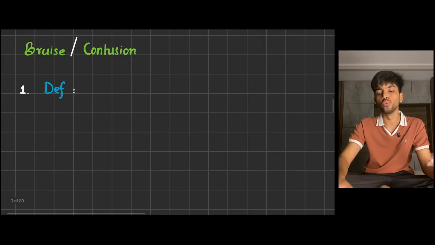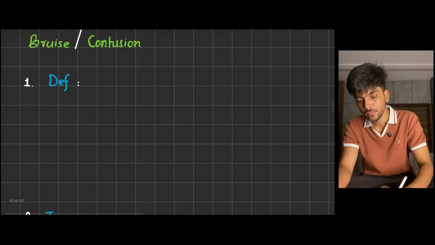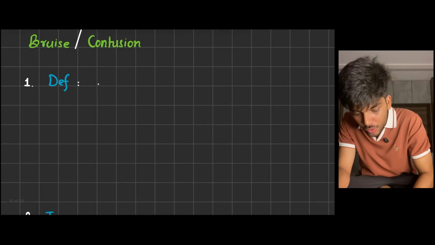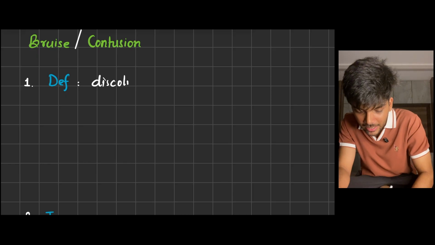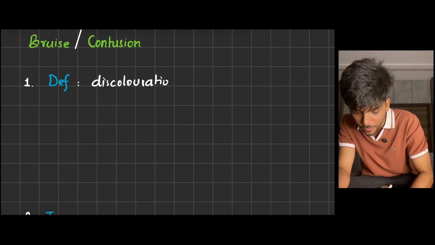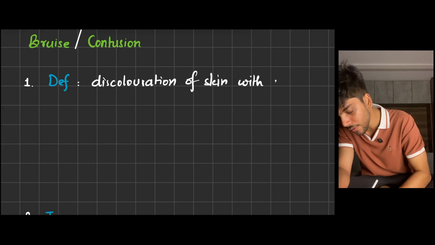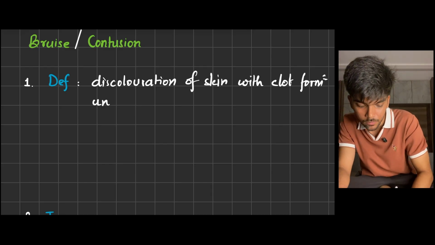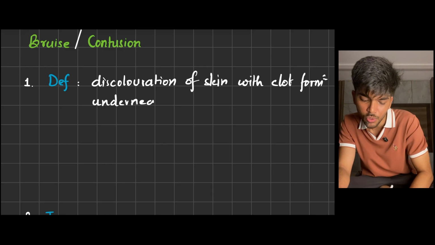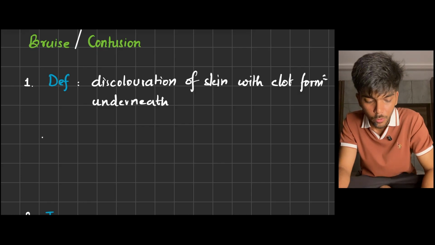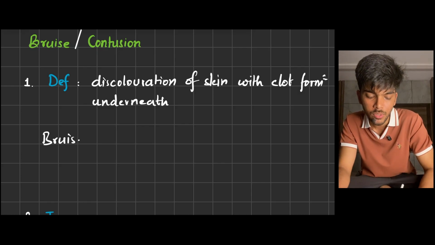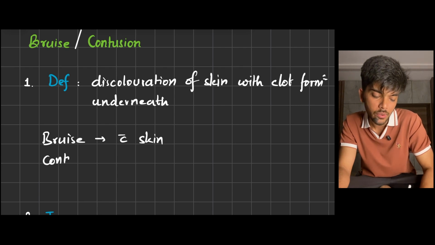Next you have bruise or contusion. Definition: bruise is discoloration of skin with clot formation underneath. You will understand this once I show you the physiology of bruise formation. But for now, just remember that bruise is associated with skin and contusion is associated with internal organs or visceral organs.